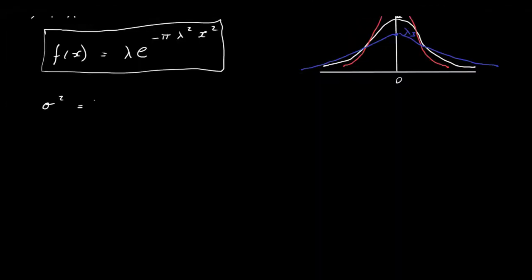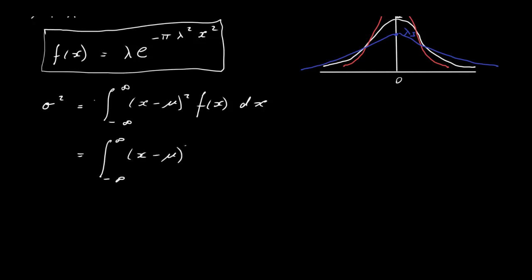So our sigma squared, our variance, is defined as the integral from minus infinity to plus infinity of the difference between the x values and the mean, squared, times the function itself with respect to x. In our case, our variance will be the integral from minus infinity to plus infinity of (x minus mu) squared, and our function is lambda times e to the power of minus pi lambda squared x squared. We want to integrate that with respect to x. This is our sigma squared.